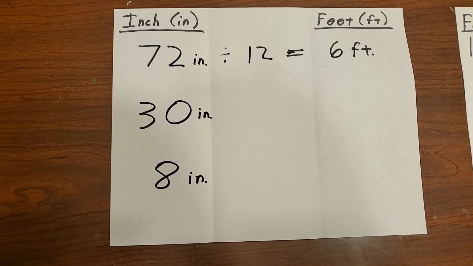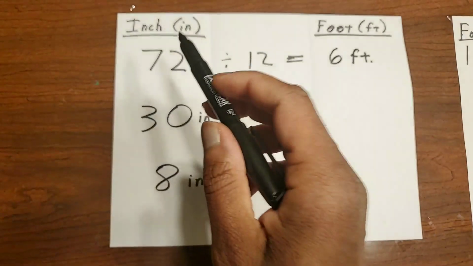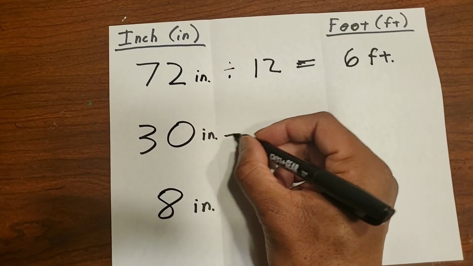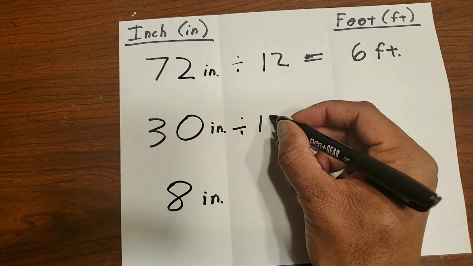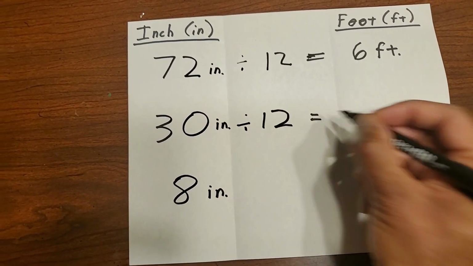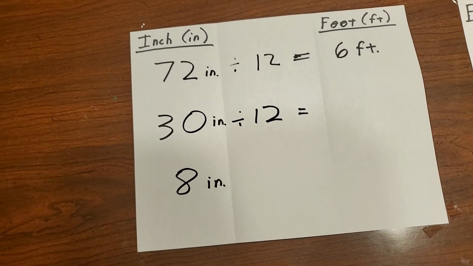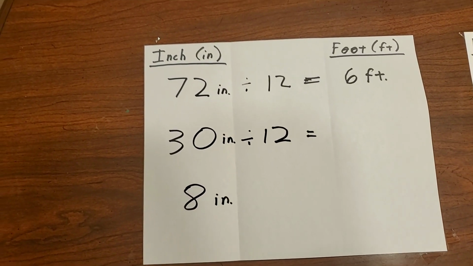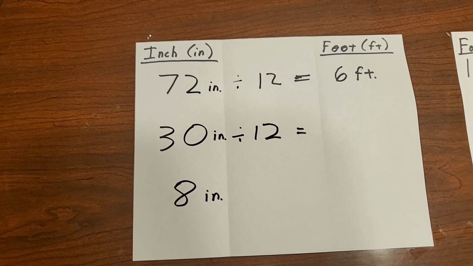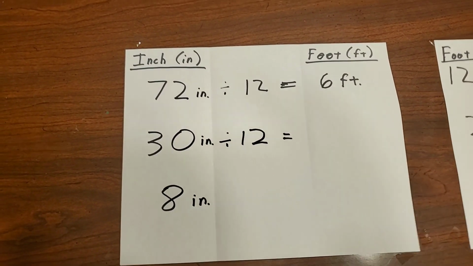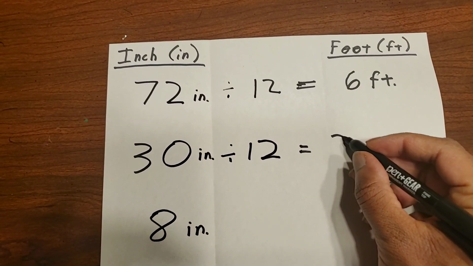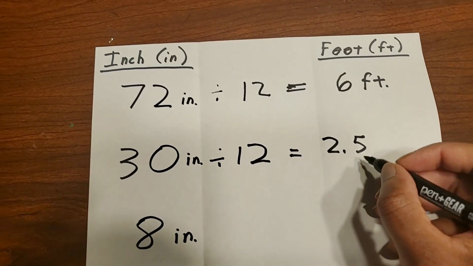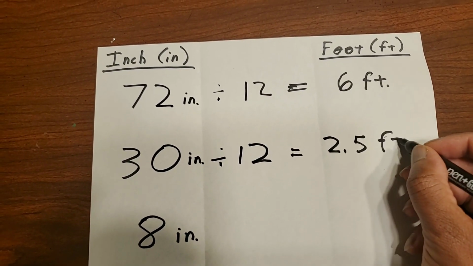Now get your calculator ready. 30 inches divided by what? We're converting inches into feet, so 30 inches divided by 12, because it takes 12 inches to make a foot. Use your calculator or your paper. What's 30 divided by 12? If you say it equals 2.5, you are correct. 2.5 feet.